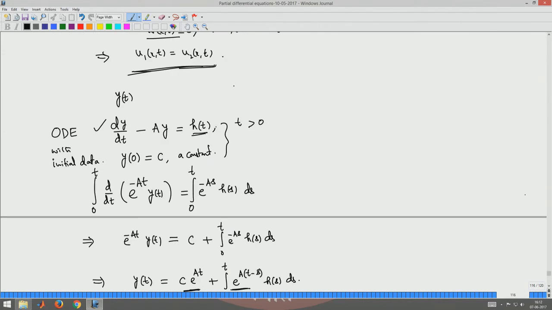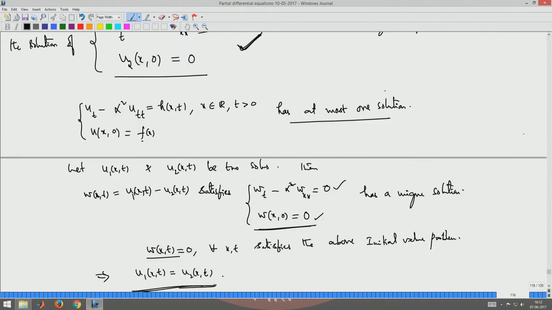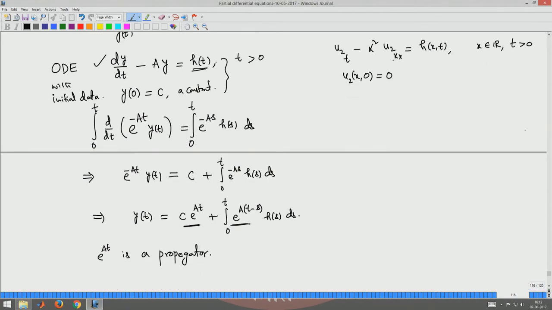So, what is the corresponding equation? I will write it parallel to this. What you have is u_t minus alpha square u_xx equal to h of x, t, where x belongs to R and t is positive. This is my problem for u2, and what is the initial data? u2 at x, 0 equal to 0. That is exactly my u2 of x, 0 is 0. So, this is the initial data.